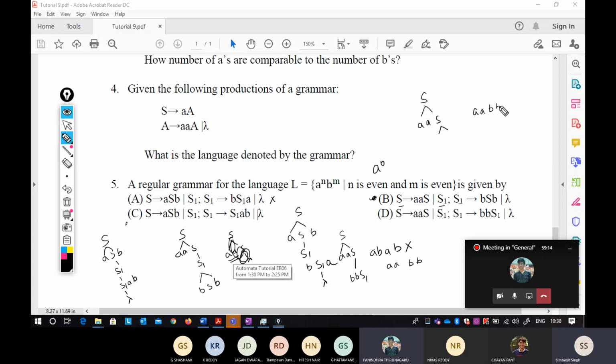Sir, in case of option B, double A B double, but after B, A cannot come. It is derivable from this one, sir. In B, it is derivable. What are you saying exactly? Sir, first take. After B, if A can come.